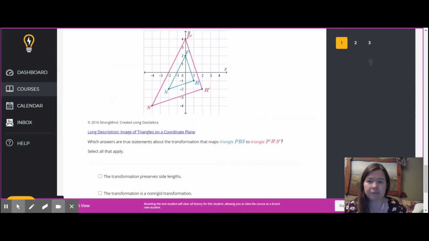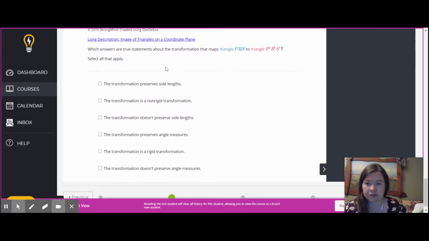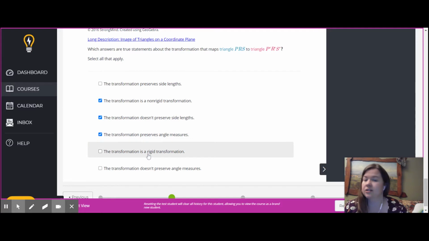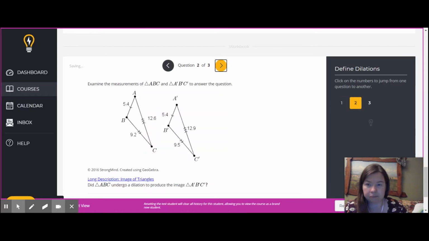So we're just going to look here. This was a dilation. So what was preserved? Did the transformation preserve side lengths? It did not. This is a non-rigid transformation because it did not preserve the side lengths. It does preserve the angle measures. It is not rigid, and it does preserve the angle measures. So there's that one. Next one.